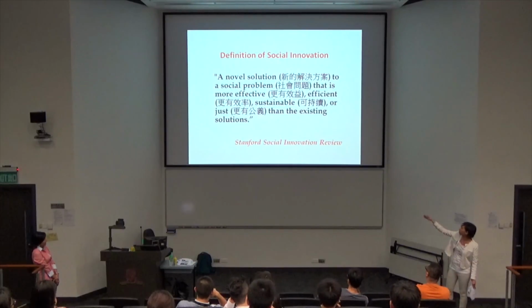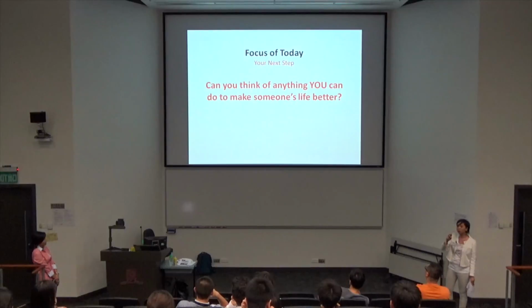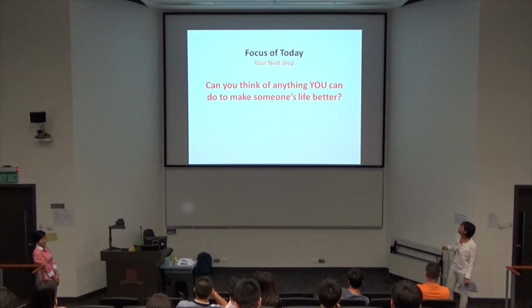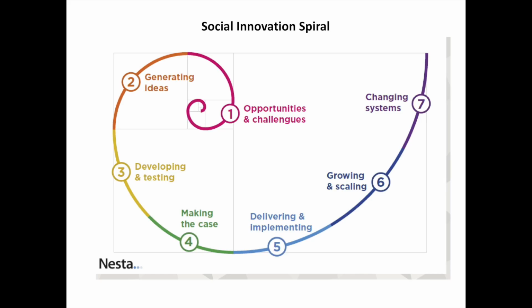Instead of looking at this definition, let's simplify. You only have one focus today, which is your next step: can you think of anything you can do to make someone's life better? That's basically, in essence, what social innovation is about. If you can answer that question, then you've achieved something.